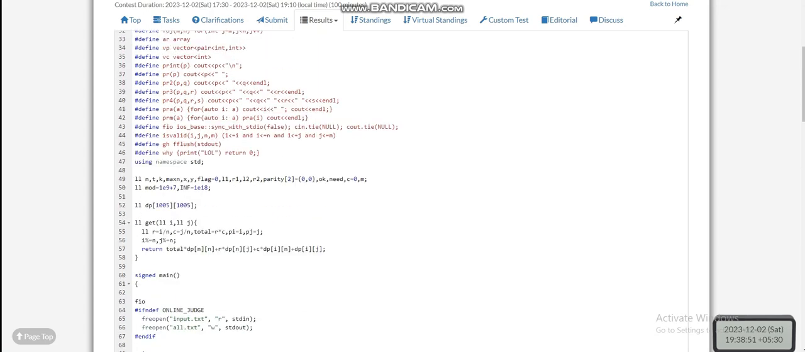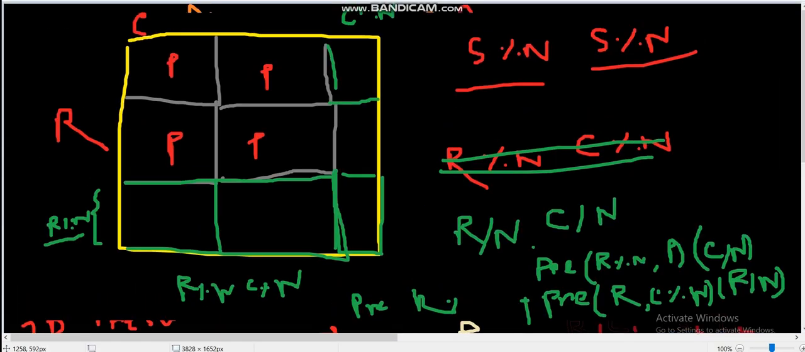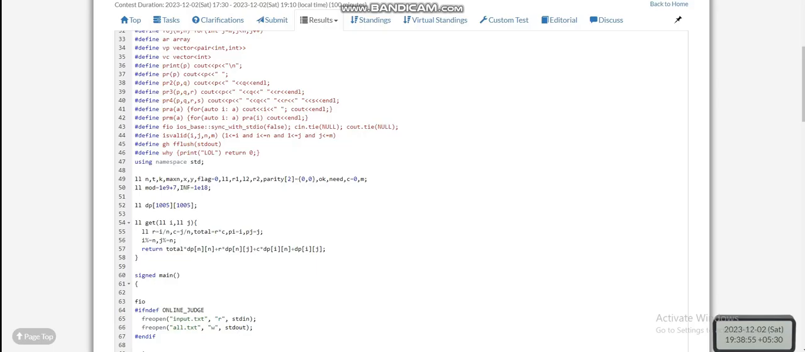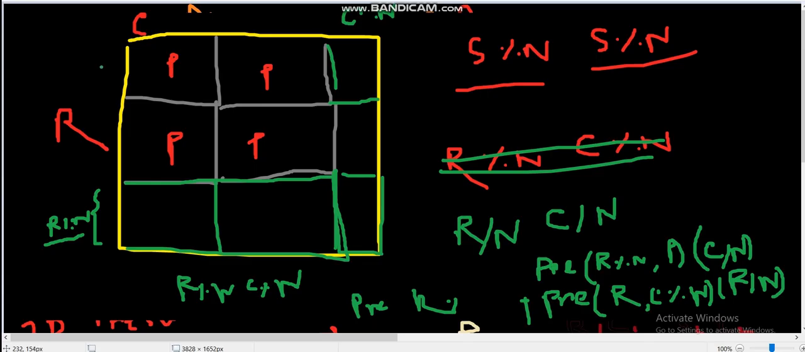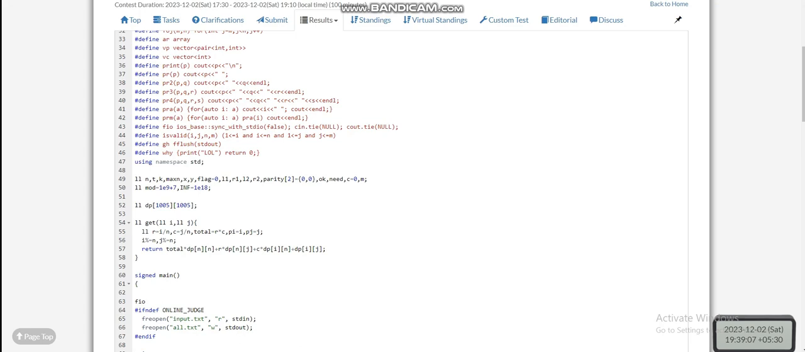Now let's jump into the get function. The get function is similar to the thing I have explained here. There will be r number of p's row wise, and c number of p's column wise. I hope you got it. So i by n and j by n will be the values of r and c, and the total number of p's will be r into c. Now this pi and pj is not required, you can ignore this.